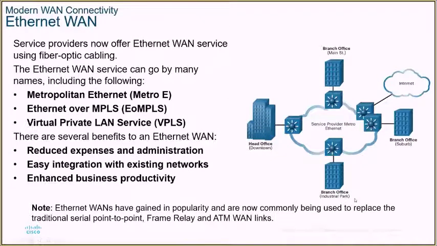So Ethernet WANs. Service providers now offer Ethernet WAN service using fiber optic cabling, and you can go by many names, including Metropolitan Ethernet, Ethernet over MPLS, and virtual private LAN service. There are several benefits of an Ethernet WAN: reduces expenses and administration, easy integration with existing networks, enhances business productivity. So they've gained popularity and are now commonly being used to replace the traditional serial point-to-point, Frame Relay and ATM links. And so yes, it does work very nicely.